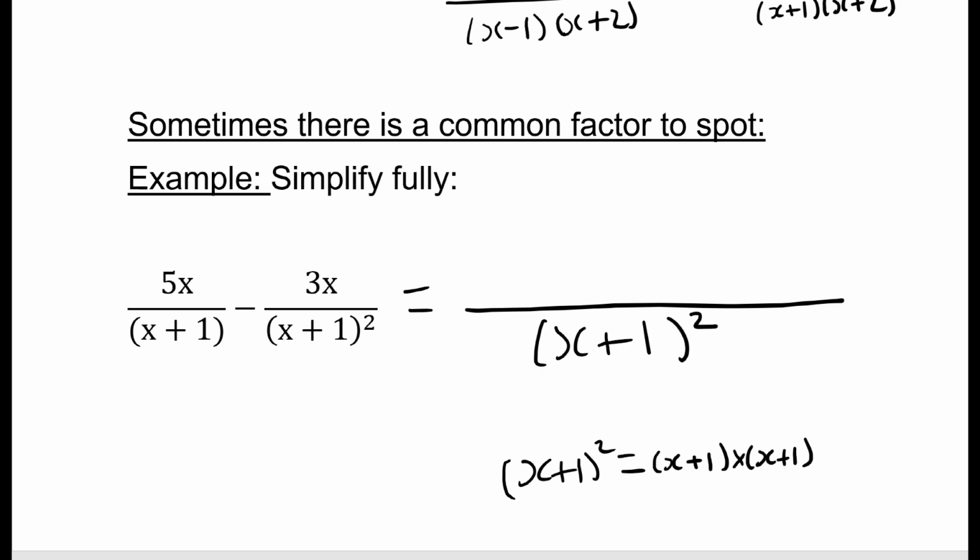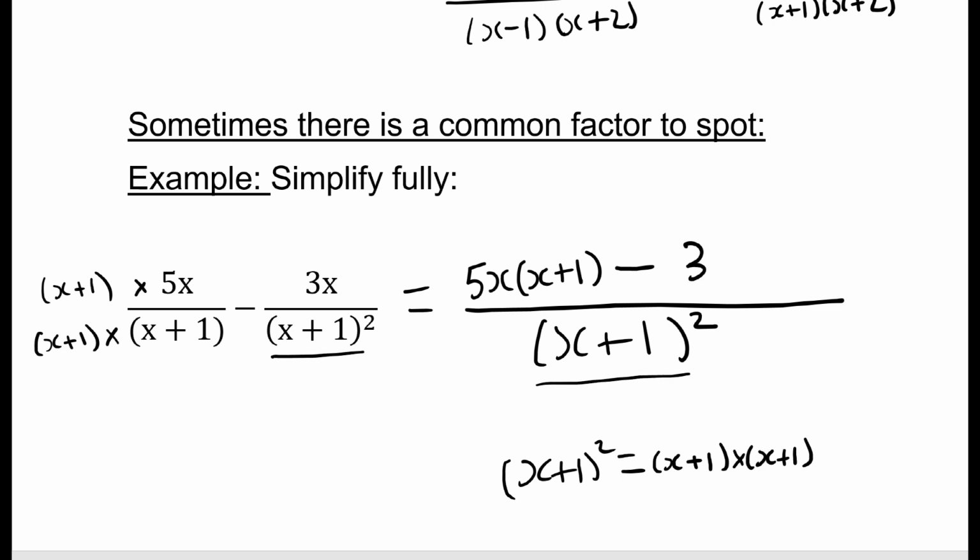Now x plus 1, to reach x plus 1 squared, you've had to multiply by x plus 1. So we need to multiply top and bottom by x plus 1 for the 5x. So we have 5x times x plus 1, and then we have a minus, not a plus. Now 3x doesn't need to be multiplied by anything because it already has a denominator of x plus 1 squared. So we just have take away 3x.